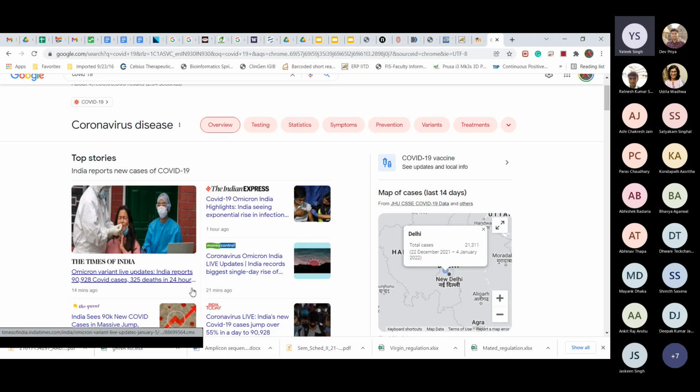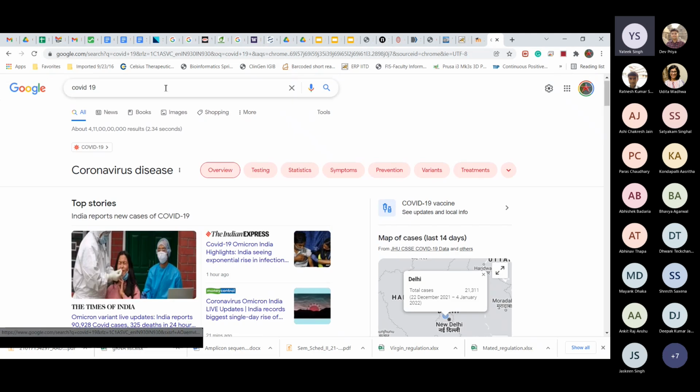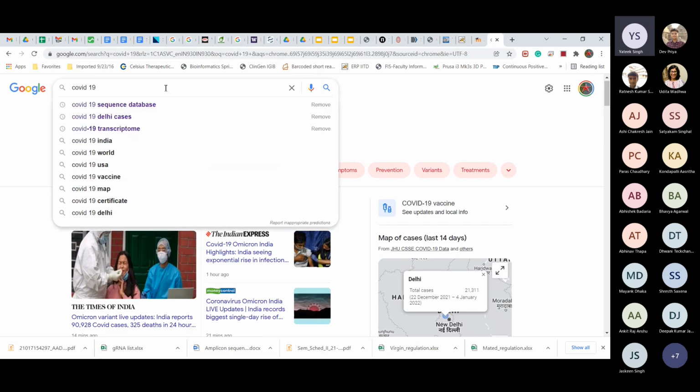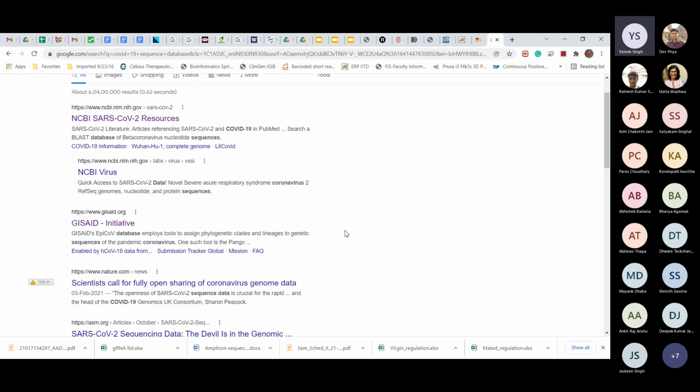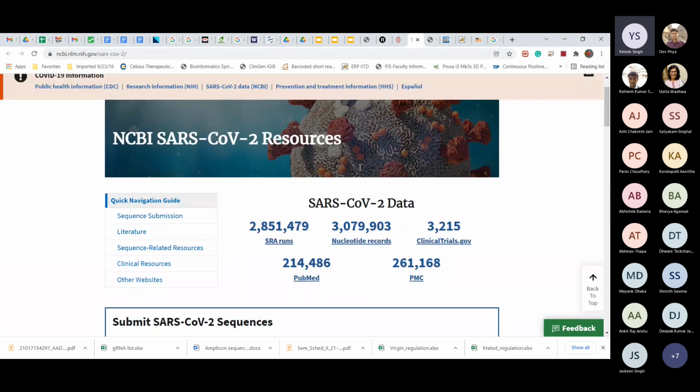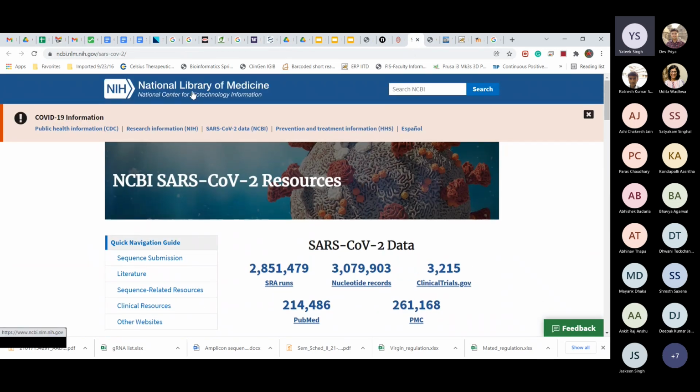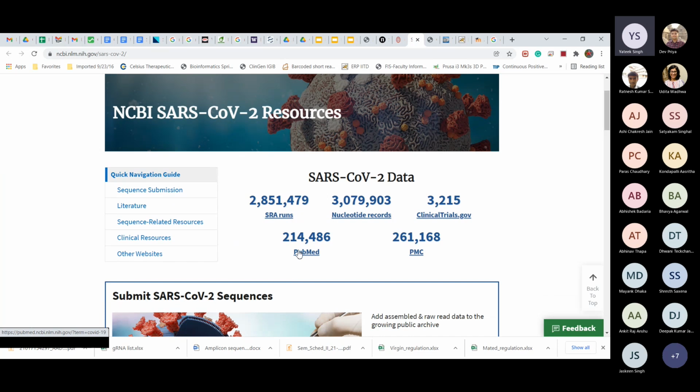But when we talk about more biological information, COVID-19 has different kinds of strains, and what you can look for is COVID-19 sequence database. Okay, and there are a couple of sequence databases. The first one, as you could expect, comes from NCBI. This is again the National Center for Biotechnology Information from NIH, National Institute of Health, and this is how it essentially looks like. Again, if you can see, that's where this data is hosted. So this is an NCBI SARS-CoV-2 resource.